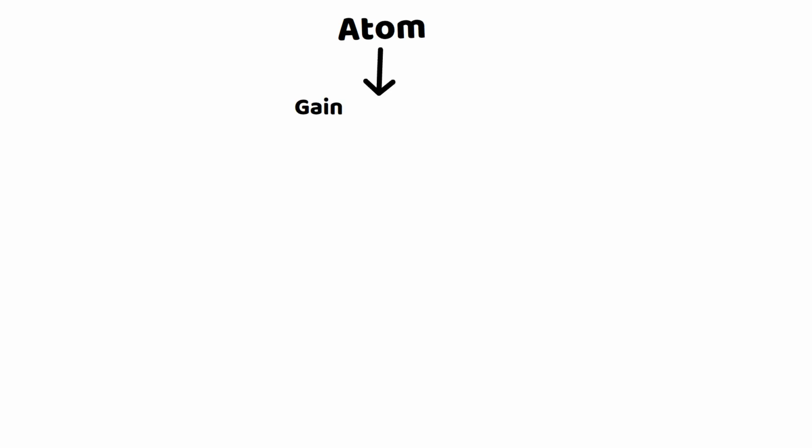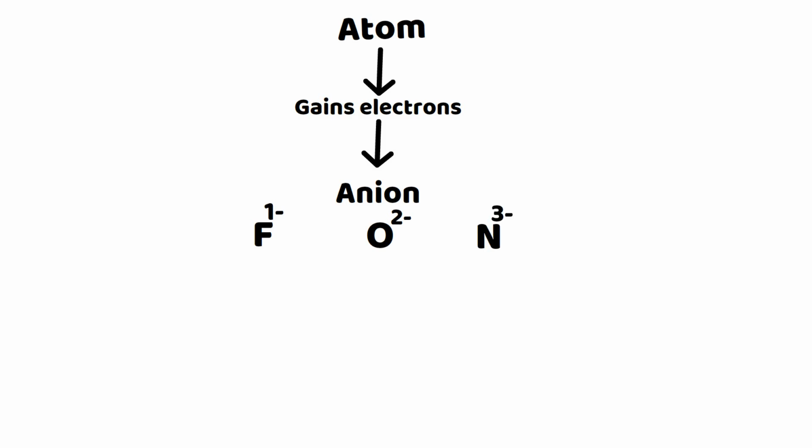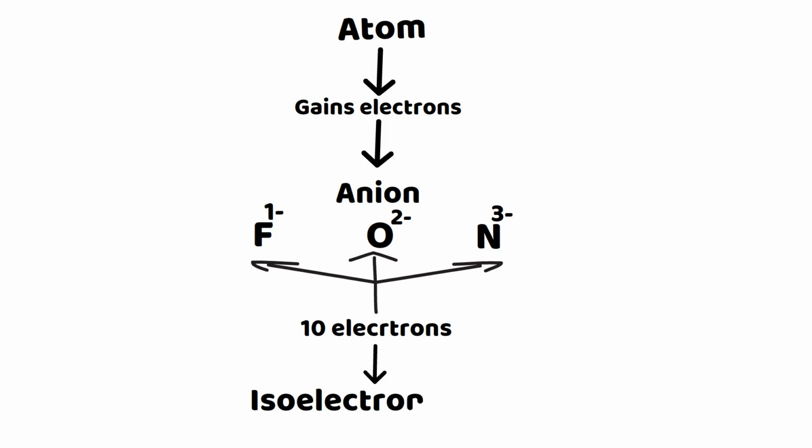So you see, when an atom gains electrons, it forms a negative ion or anion. Also, the number of electrons gained appears as negative charge on an atom. As you can see, fluorine gains 1 electron and carries 1 minus charge. Oxygen gains 2 electrons and carries 2 minus charge. And nitrogen gains 3 electrons and carries 3 minus charge. Now, all these 3 anions, that is F1 minus, O2 minus and N3 minus, have the same number of electrons. Each of them has 10 electrons, so they are also called isoelectronic ions.